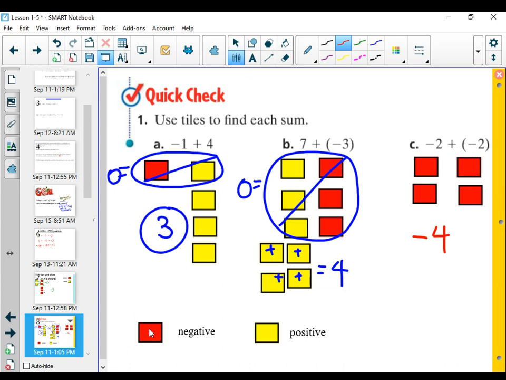This is exactly where you left off in 6th grade, just getting into negatives. 7th grade, we have negatives everywhere, so we're really trying to get the hang of this.